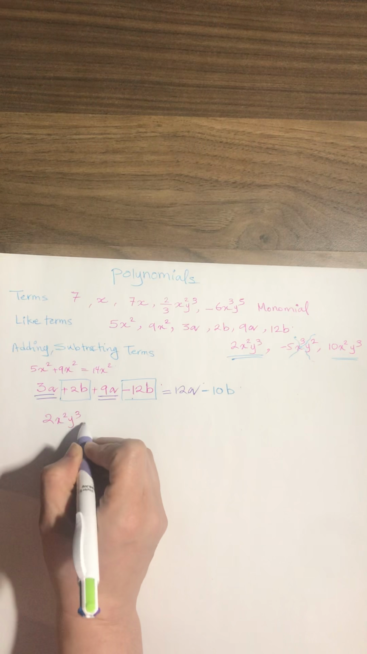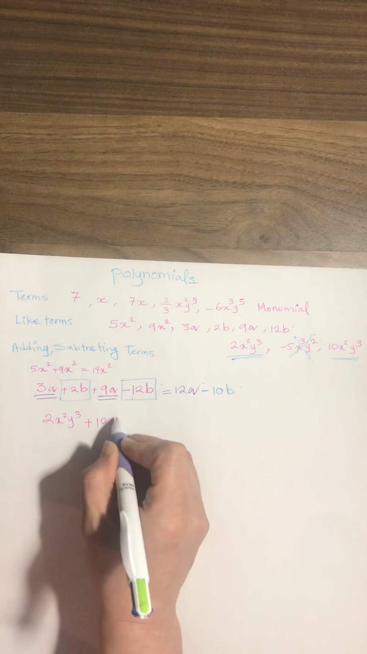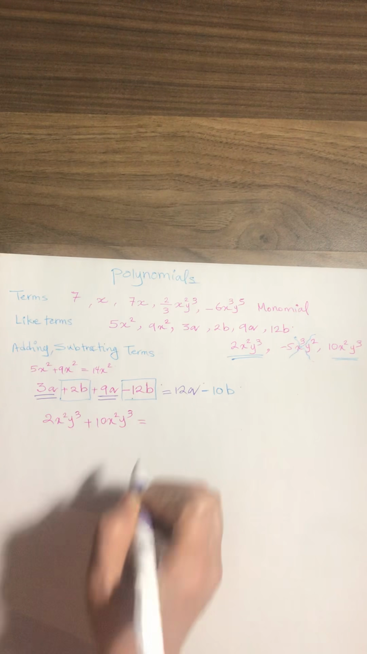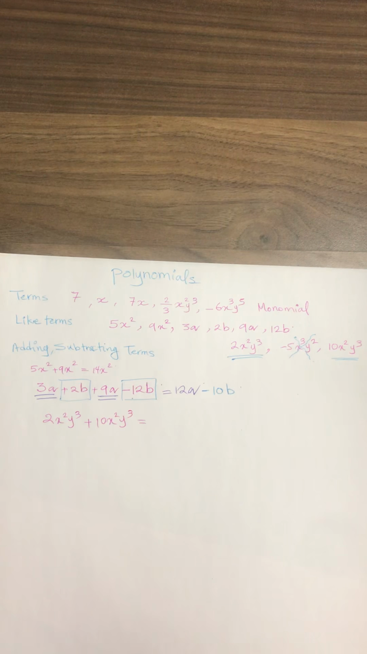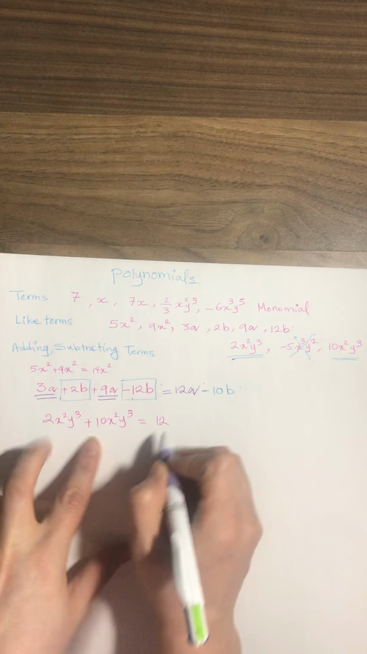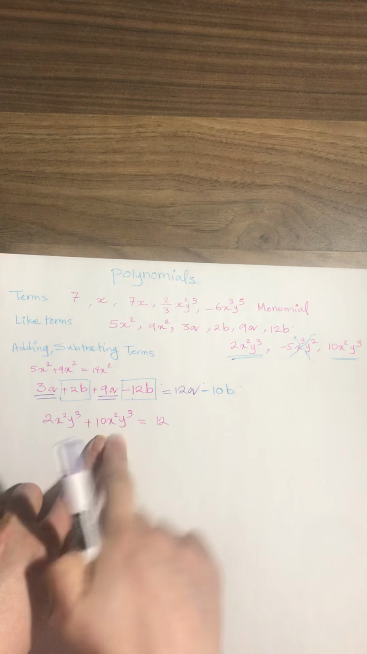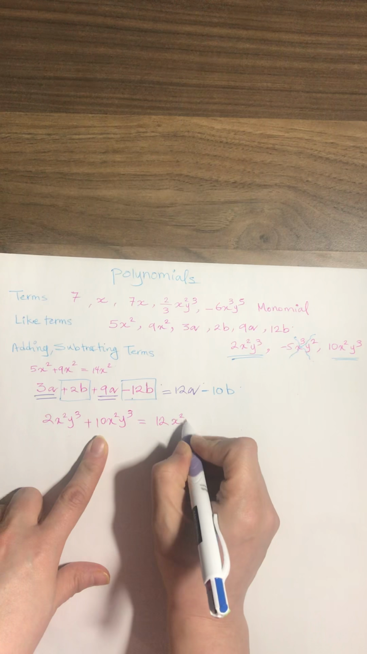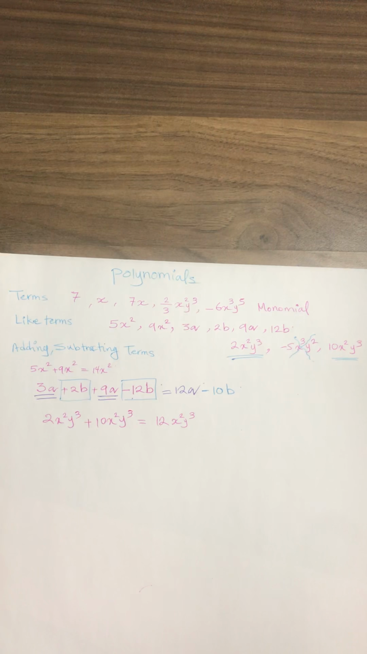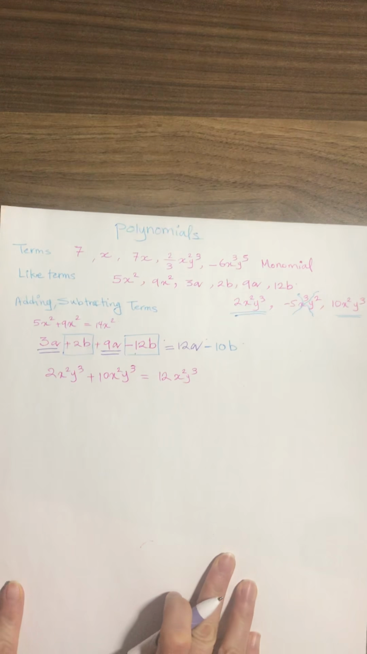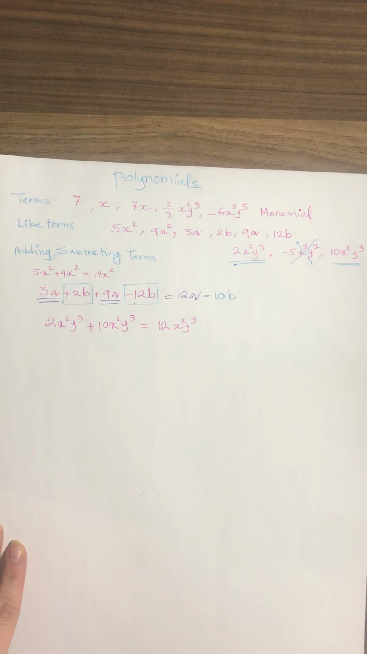2x²y³ plus 10x²y³. What's that gonna be? 12 of whatever that is. This is the same as that. You're just gonna go ahead and copy it right there: x²y³. So 2x²y³ plus 10x²y³ is 12x²y³.